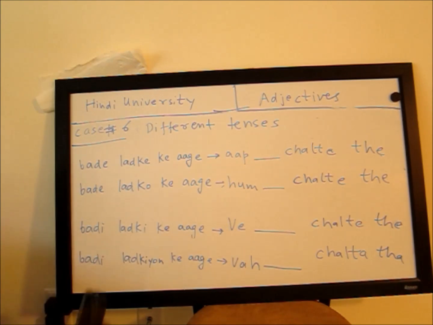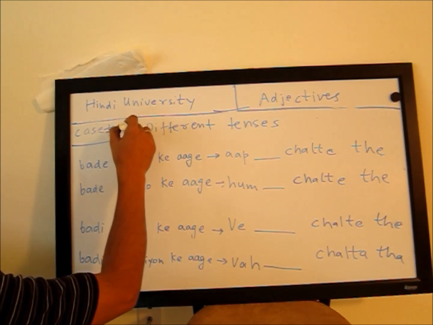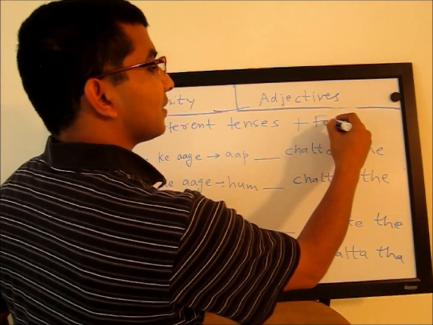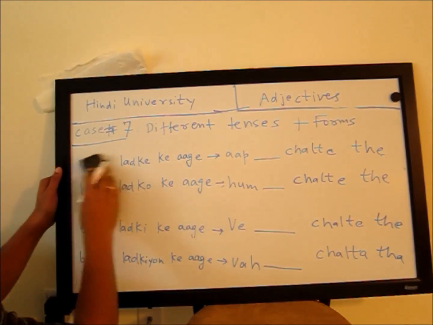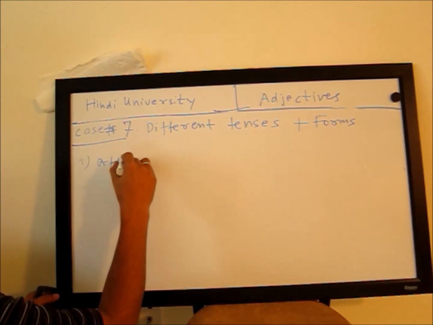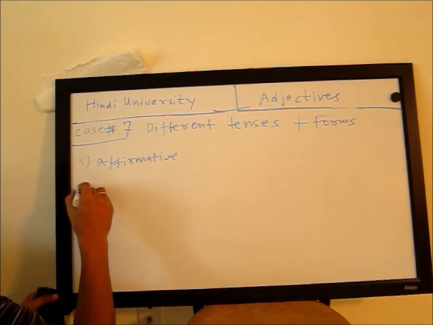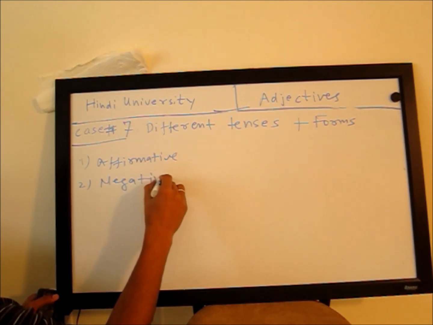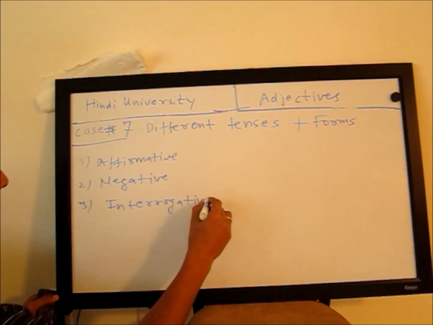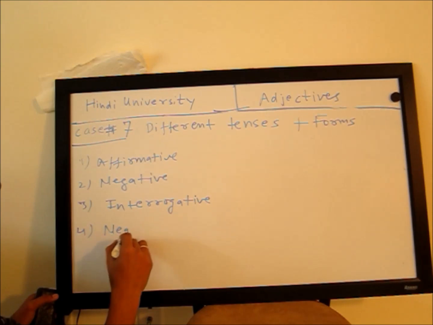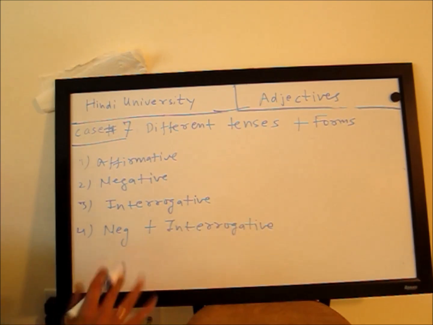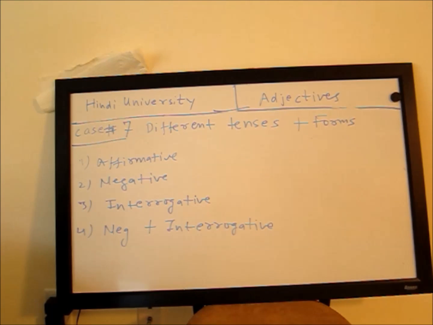Not only that, in case number 7, I want you to go one step ahead, and because we have covered this several times, I am not going into details. Plus various forms. When I say various forms, I mean affirmative, negative, interrogative, and fourth is negative plus interrogative. So I want you to think along those lines because that will help you think a little bit more.